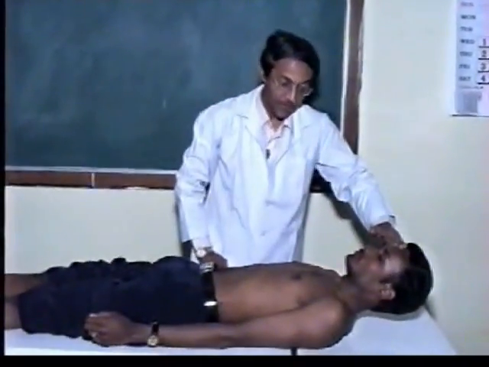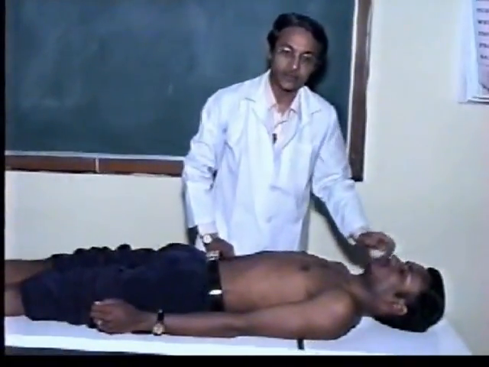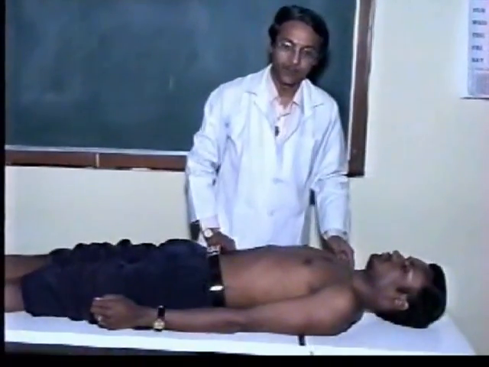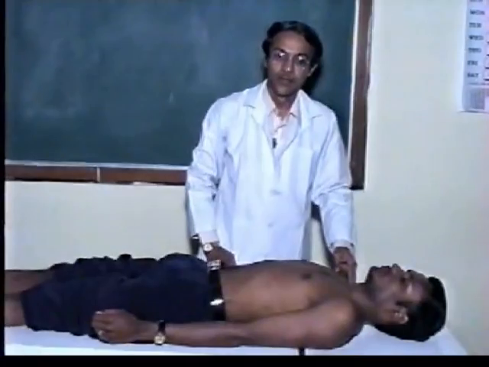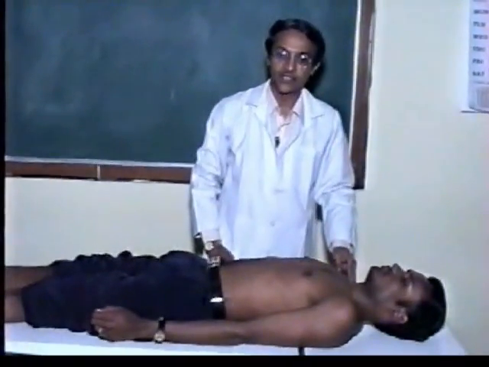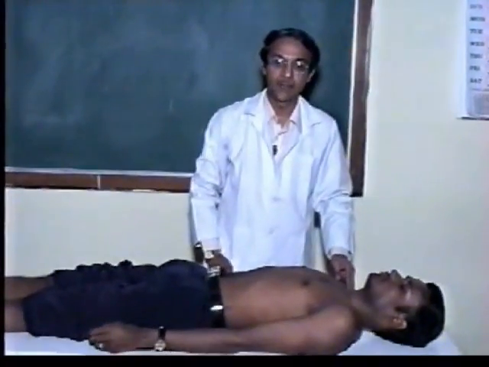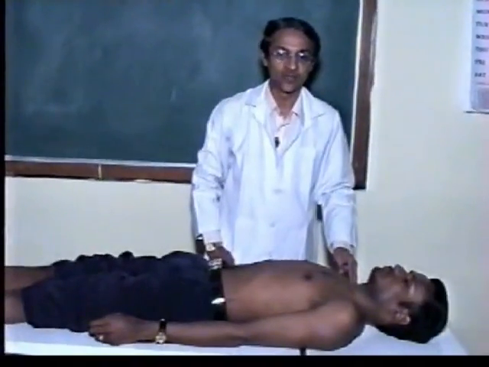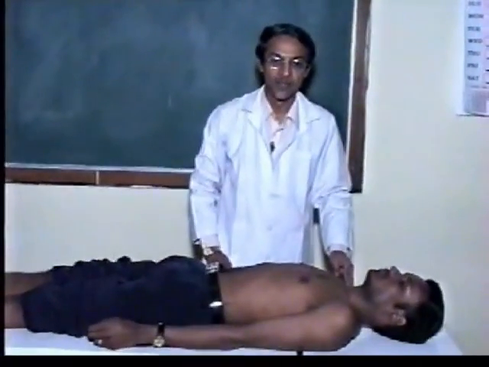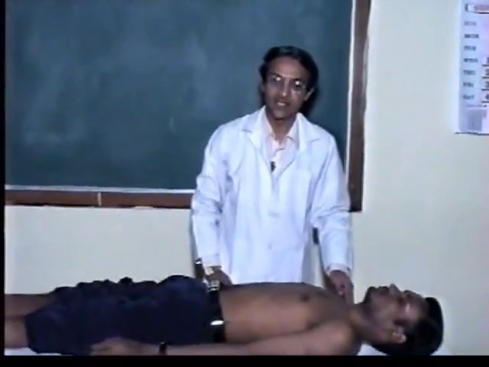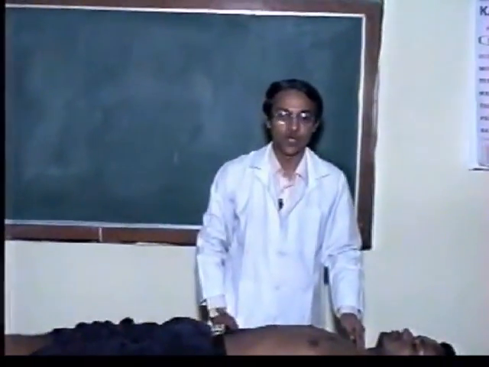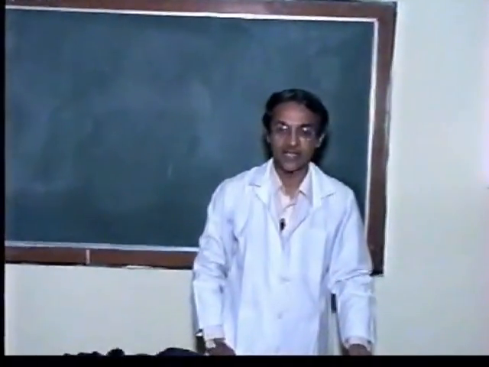Complete loss of power is called paralysis, which is a typical feature of lower motor neuron lesion like poliomyelitis. Partial loss of power is called paresis, which is typically seen in hemiplegia or paraplegia. So, power of the muscle has been tested.